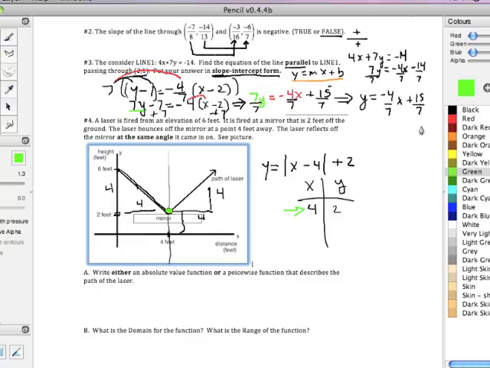And what about at x equals 0? So what about when we're on the y-axis? If x equals 0, we have 0 minus 4 is -4. Absolute value of -4 is +4. Plus 2 is 6. So here is our other point right there that we need.